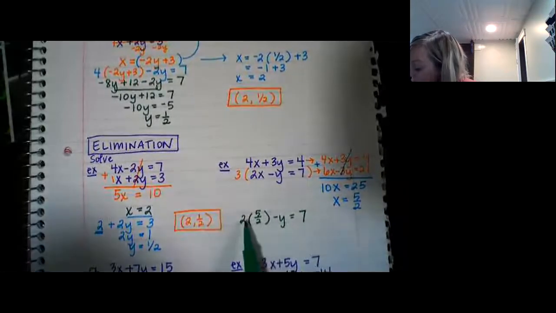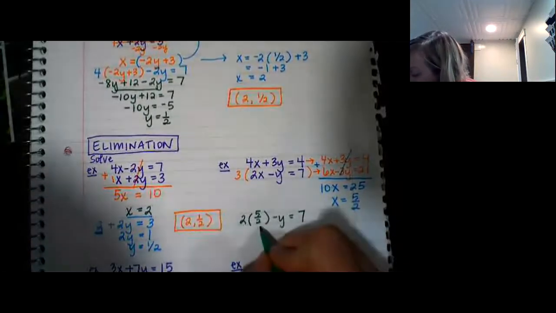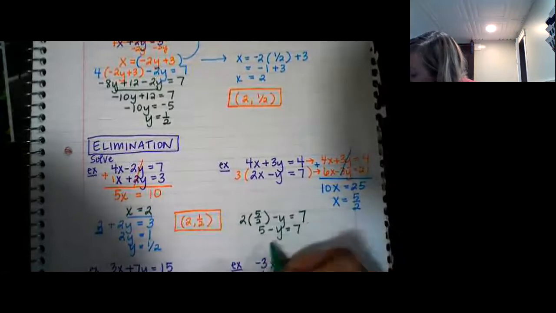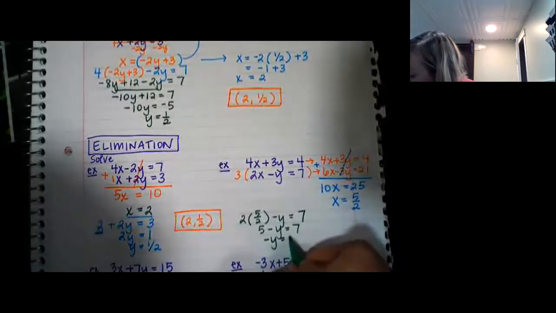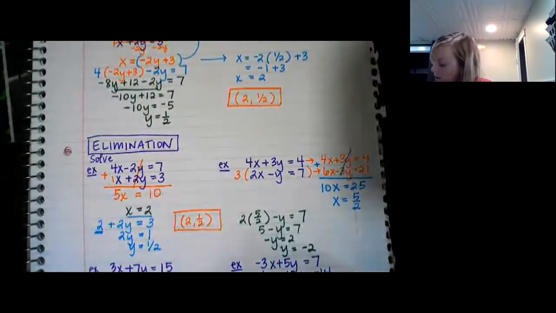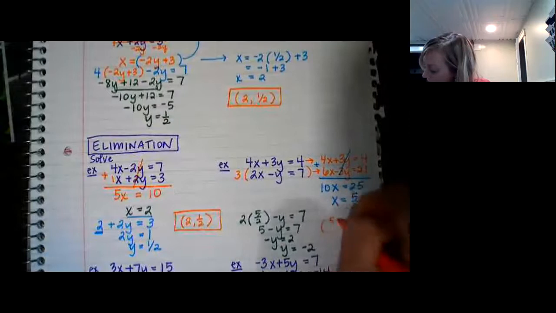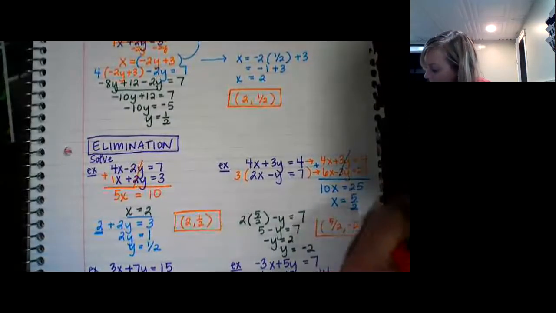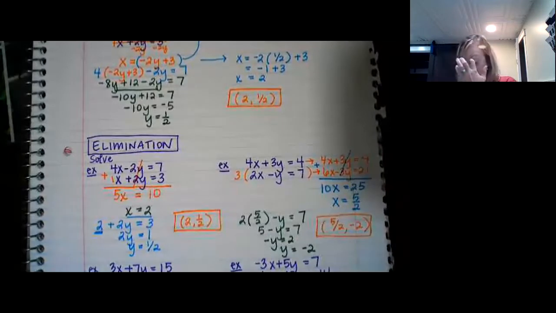So now 2 times 5/2 gives me 5 minus y equals 7. So negative y equals 2 and y equals -2. So my solution here is (5/2, -2). And write x and then y, because remember your solution is the point where the two lines would intersect.